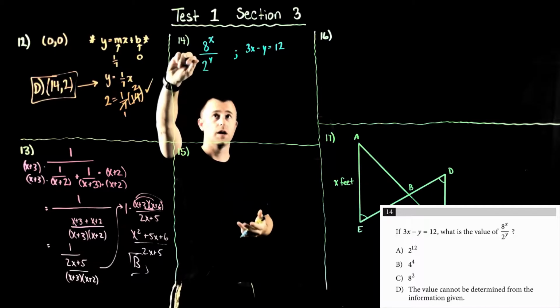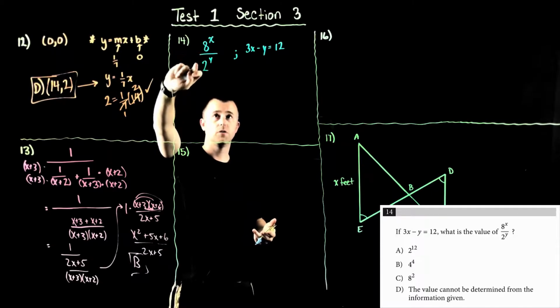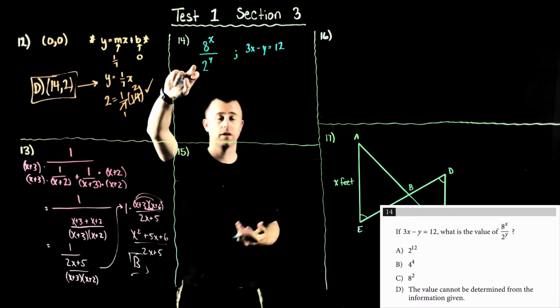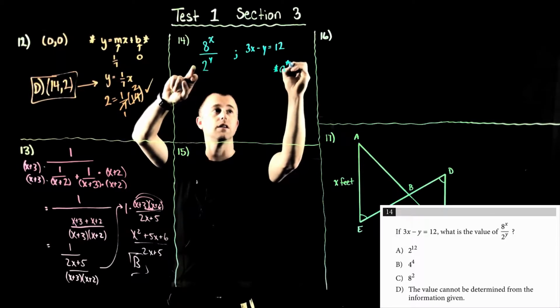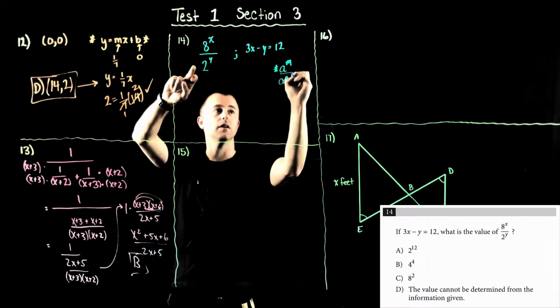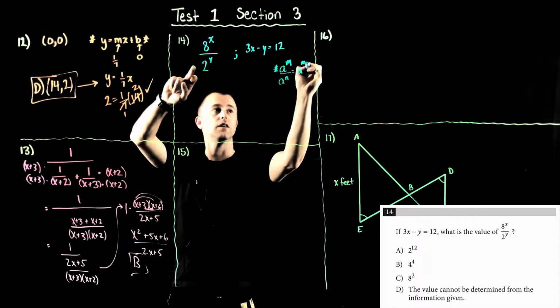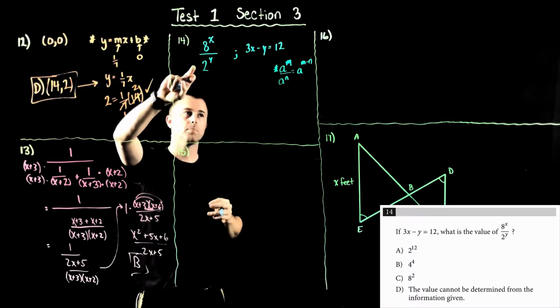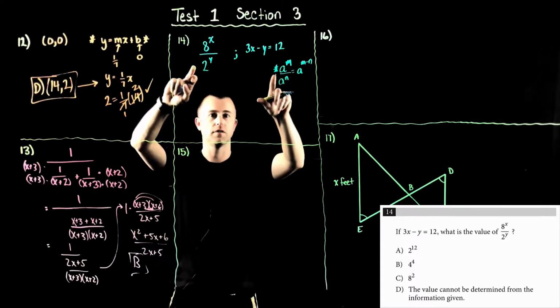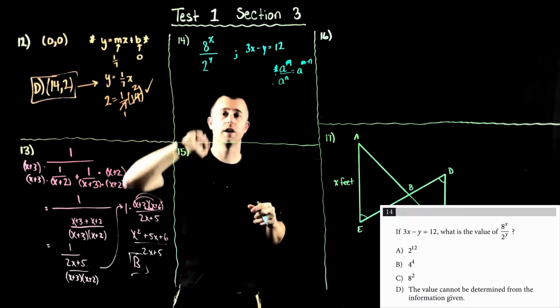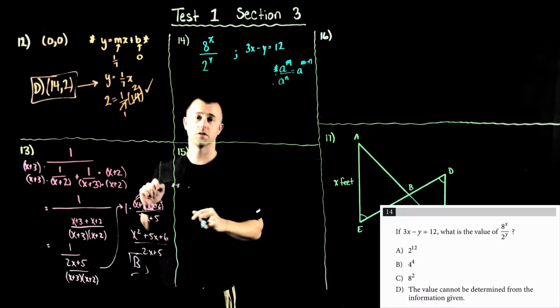exponent rules. Right now, we're seeing two exponential expressions being divided. So the rule that we would be thinking of right here is a to the m divided by a to the n. Now this equals a to the m minus n. When you're dividing, you're subtracting your exponents. But in order for that to work, we have to have the bases alike. Right now we don't have that because we have an 8 for the base on top.